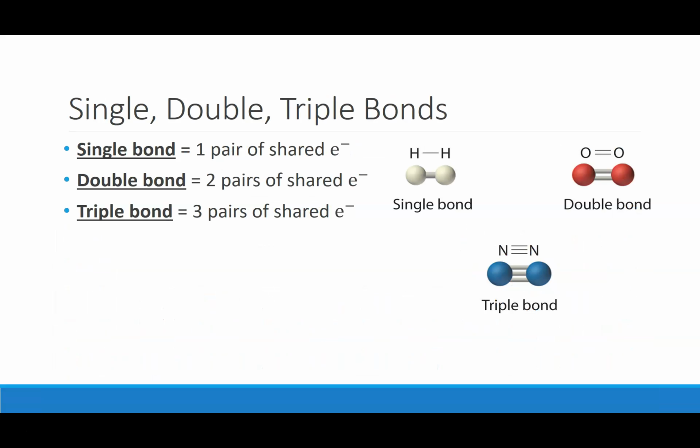Covalent bonds may be single, double, or triple bonds. This depends on how many electrons are being shared between two atoms. A single covalent bond occurs when one pair of electrons is shared. A double bond occurs when two pairs of electrons are shared, and a triple bond occurs when three pairs of electrons are shared.